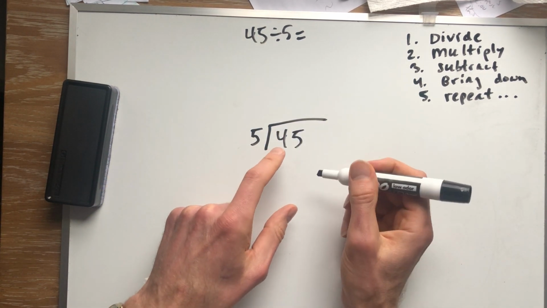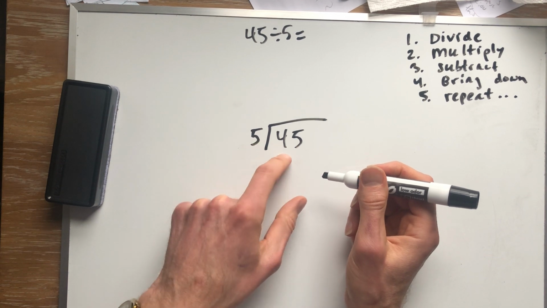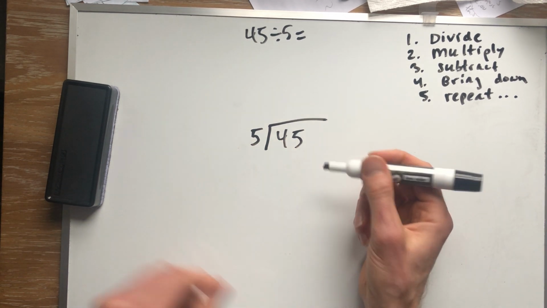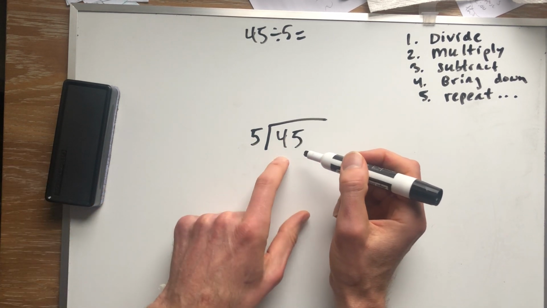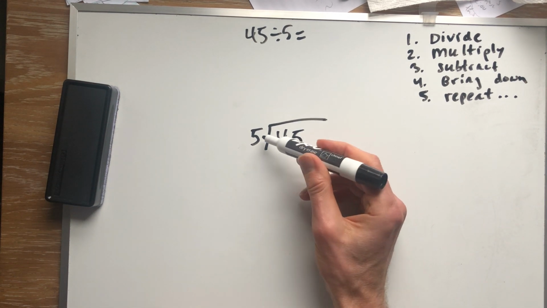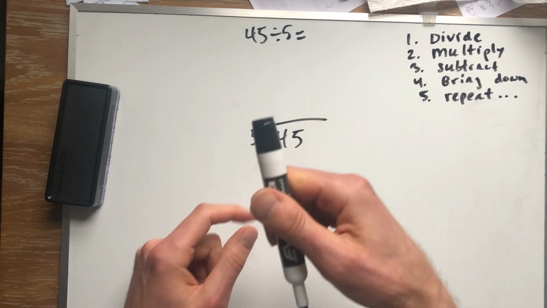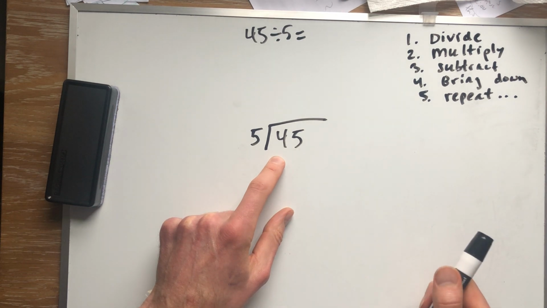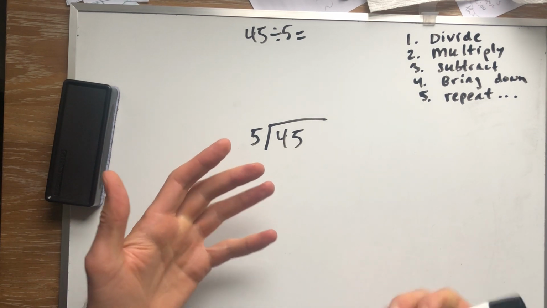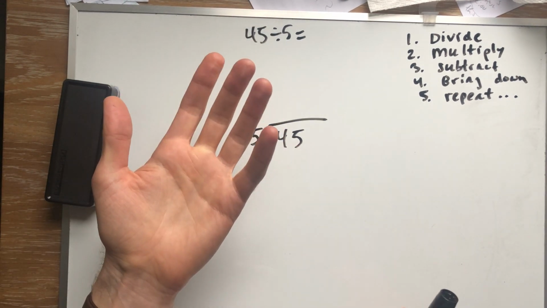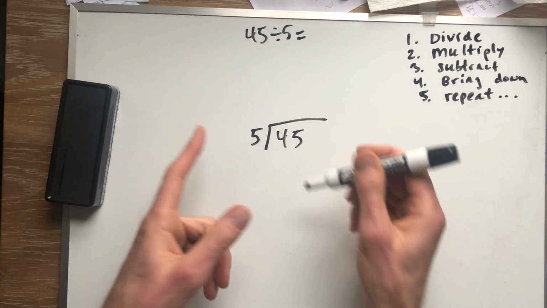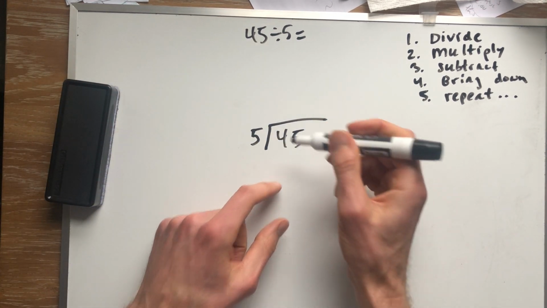So first you look at what's in the tens. I notice here we have tens and ones. We have 4 tens and 5 ones. Think of it as like money. You got 4 tens and 5 ones. Can you divide 4 evenly to 5 people? So you got 5 people, you got 4 tens, each guy has his hand out. There aren't enough, right? You can't divide 4 by 5.